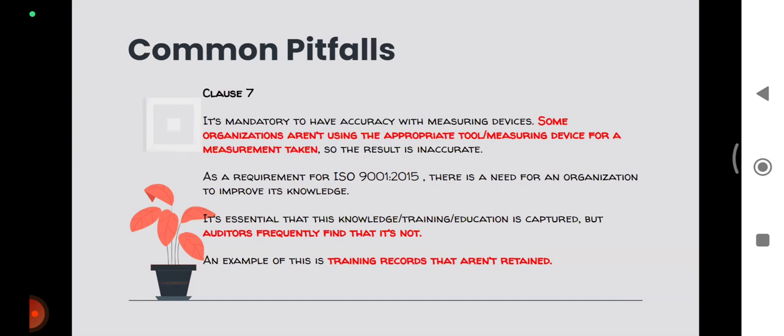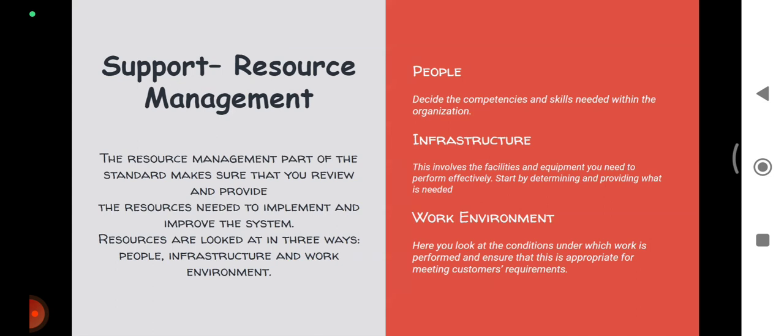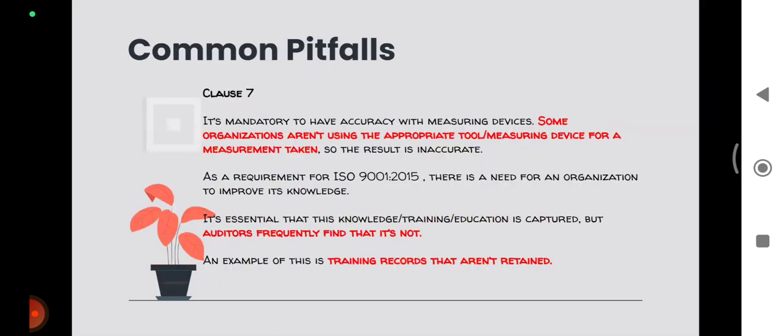So the common pitfalls, or the common mistakes, in determining people, infrastructure, and the work environment, when addressing the resources needed to implement and improve the quality management system. Number one was that some organizations are not using the appropriate tool or measuring device when measurements are taken. And then also, since it is a requirement to improve organizational knowledge, it is essential that the organizational knowledge in the form of training and education is captured and recorded, but auditors frequently find that this is not the case. For example, training records are not retained as required. These are the two things that you should always address so you don't repeat the same mistake.